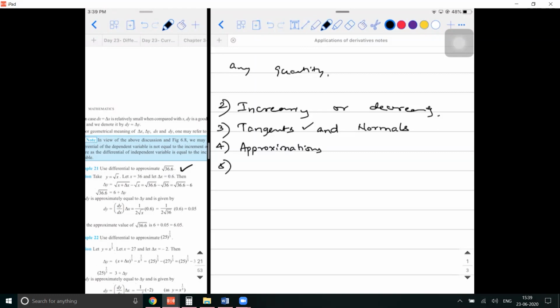And the last and the most important one is the concept of maxima and minima. This is a very, very important concept. Okay, you have to practice a lot. You will definitely get one 6-mark question from this.